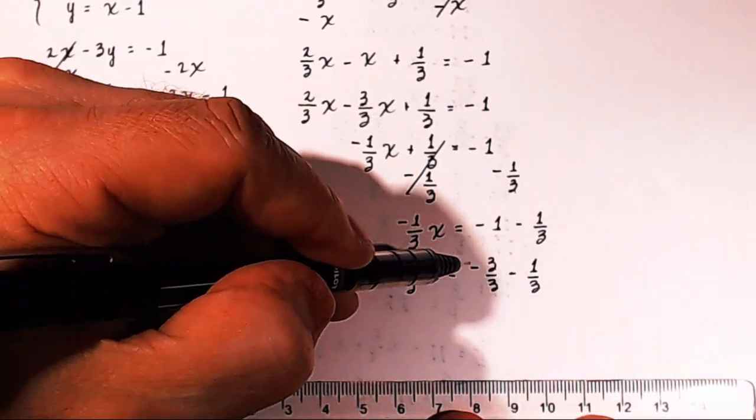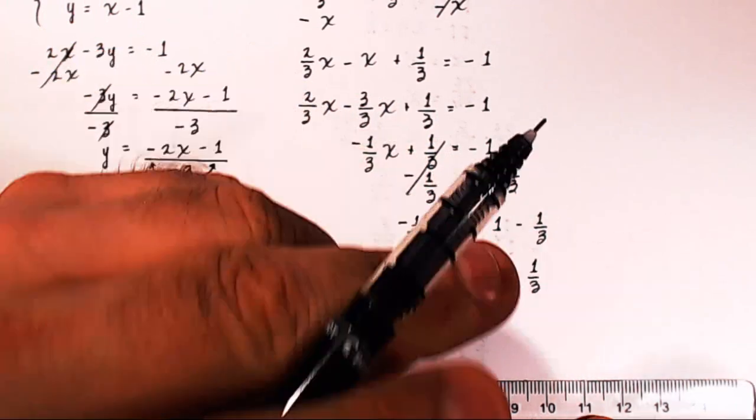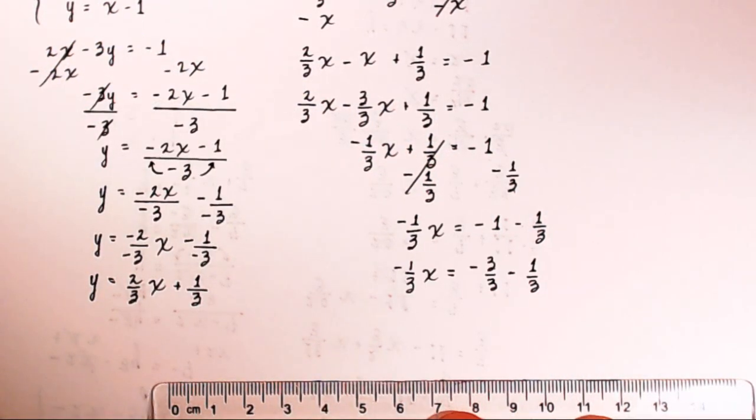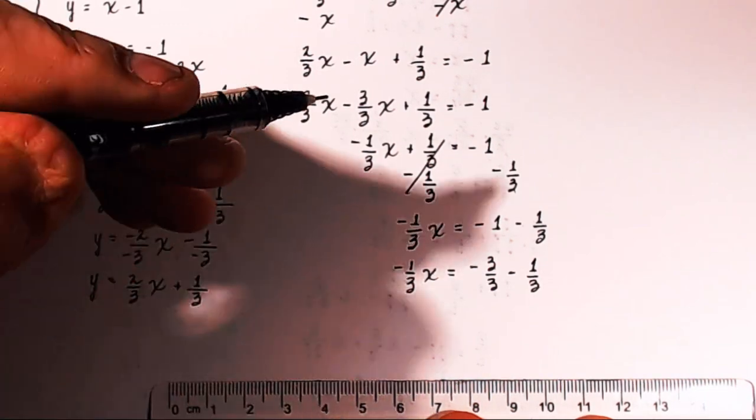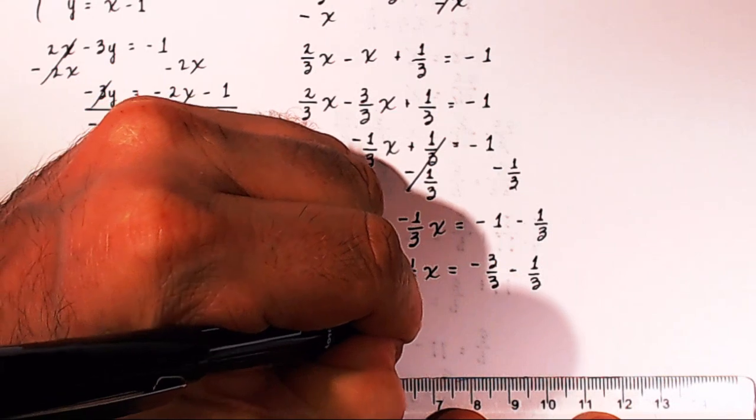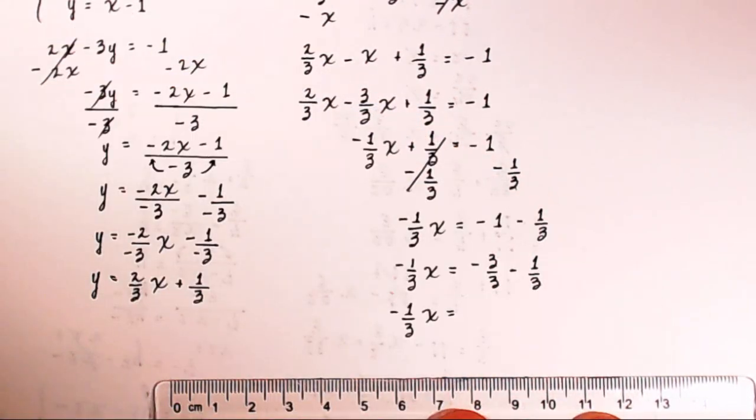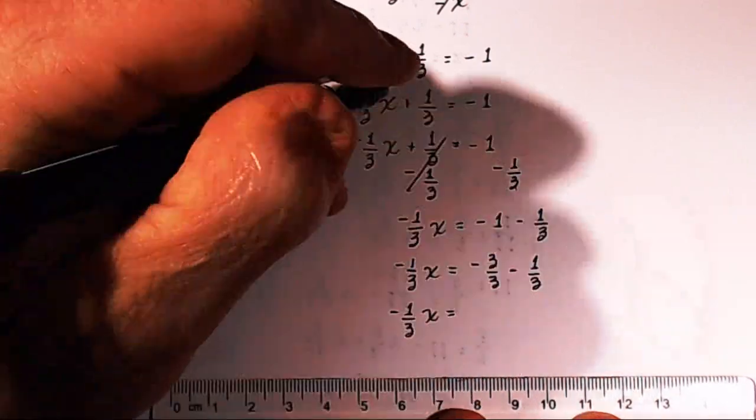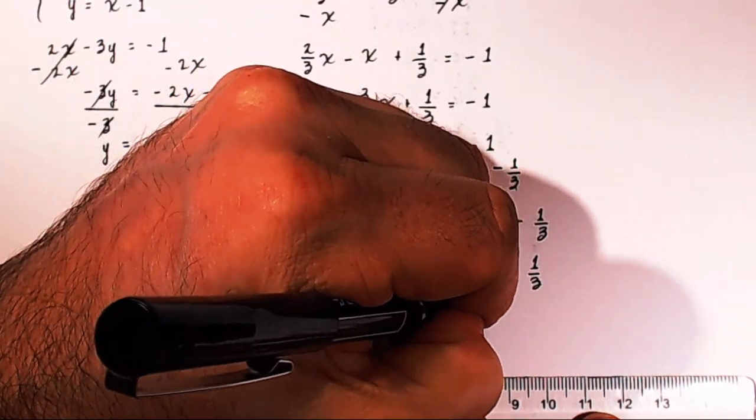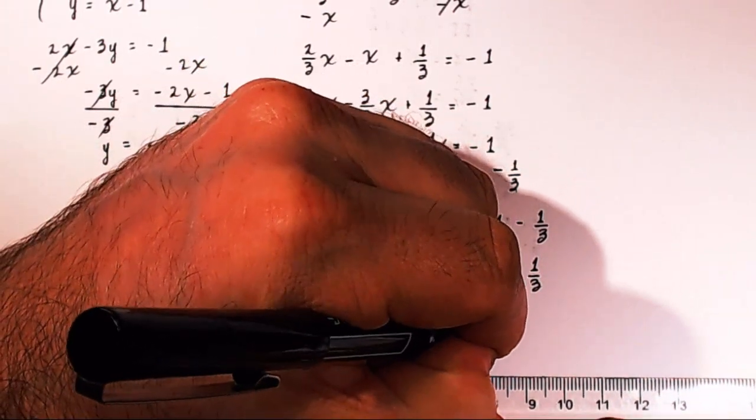Alright, so that gives me negative 3 minus 1. What's going to happen there is it's going to get bigger in a negative sense in the numerator. So I'll have negative 1/3 x equals, and then negative 3 minus 1 is negative 4. So I have negative 4 over 3.